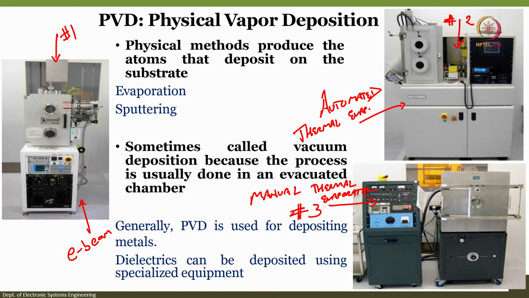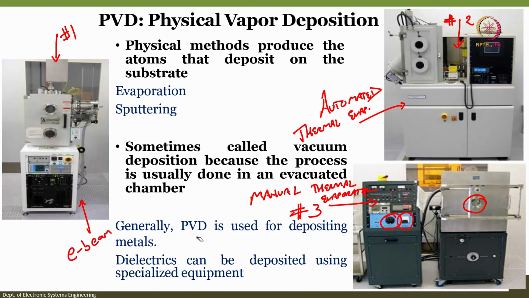This is the thermal evaporator, and this one is a knob to apply the voltage. This is the meter for understanding how much current flows through the source holder or boat. These are the windows to see whether the source in the boat is melted or not. If the boat gets melted, what will happen? All the things will fall.